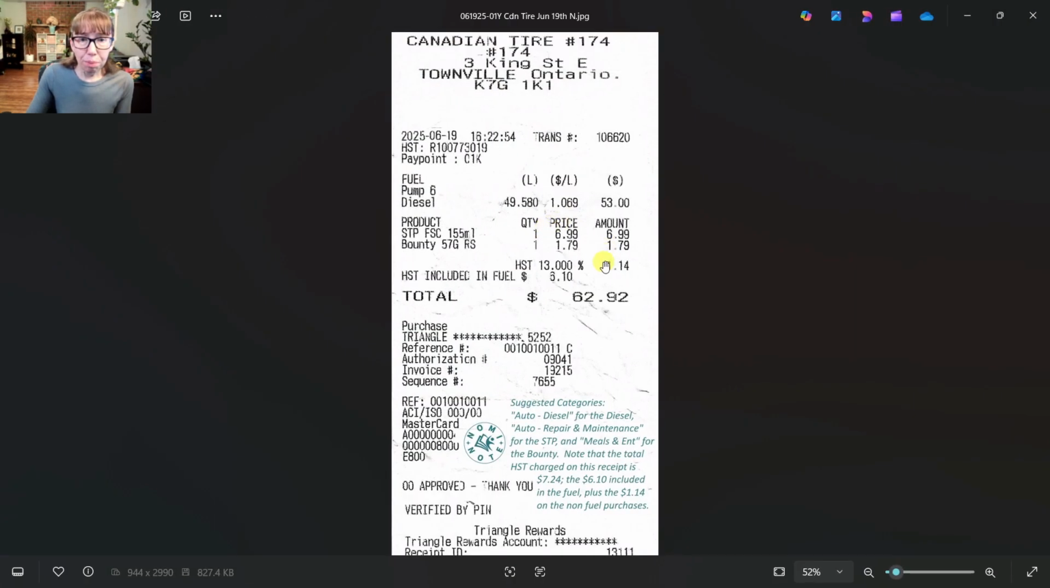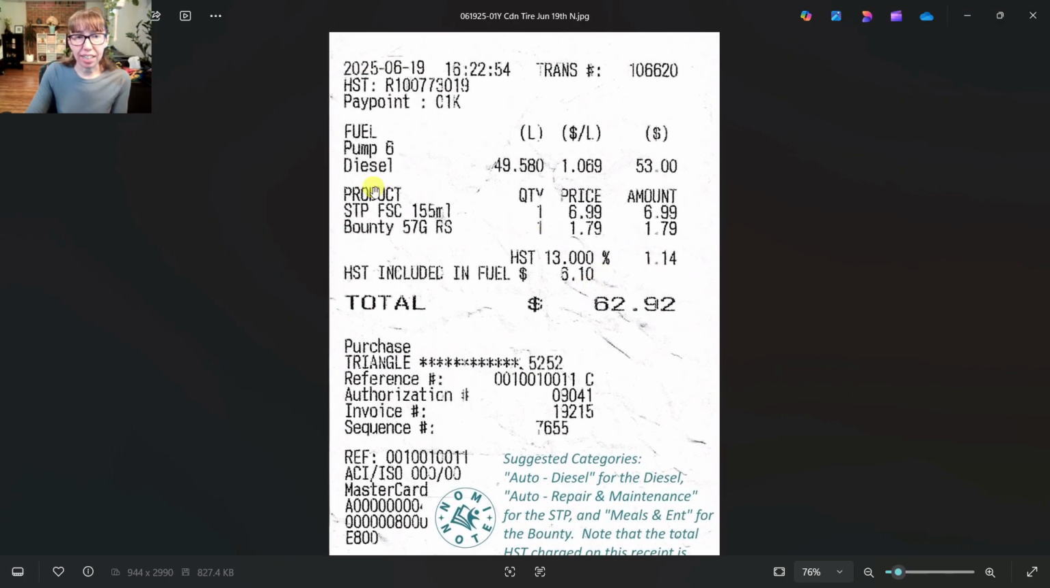And this is a good one because you can see that there is diesel being purchased for $53. And the HST included in this 53 is this 6.10 right here. But also two other items were purchased. This is the pre-tax amount, and this is the HST on those products that were purchased. So the total HST on this receipt is actually $7.24, and it's just put in two different places. Now, some people might not know what STP is. It's a fuel additive, so that is going to be vehicle maintenance. And then Bounty, that's actually a chocolate bar. So there's a meals expense here.